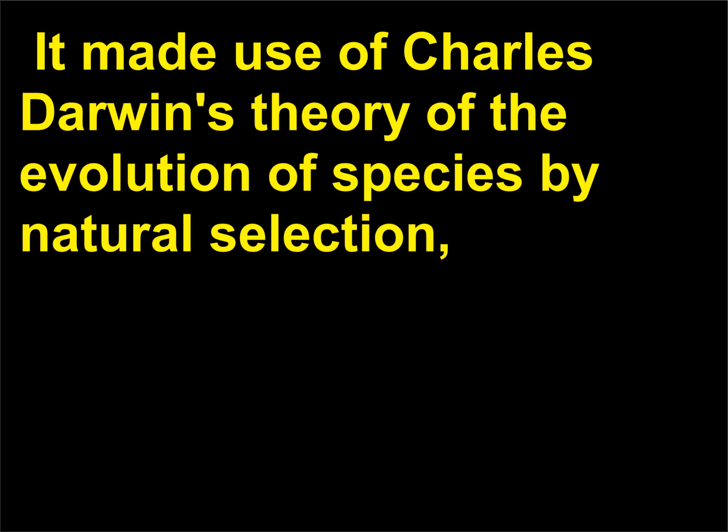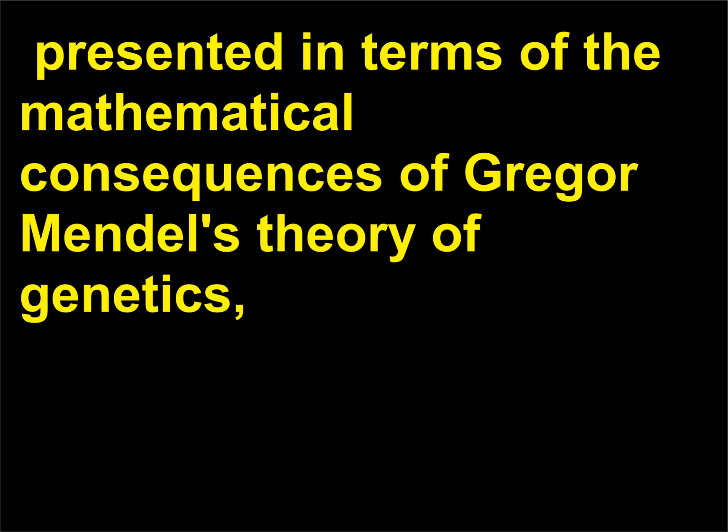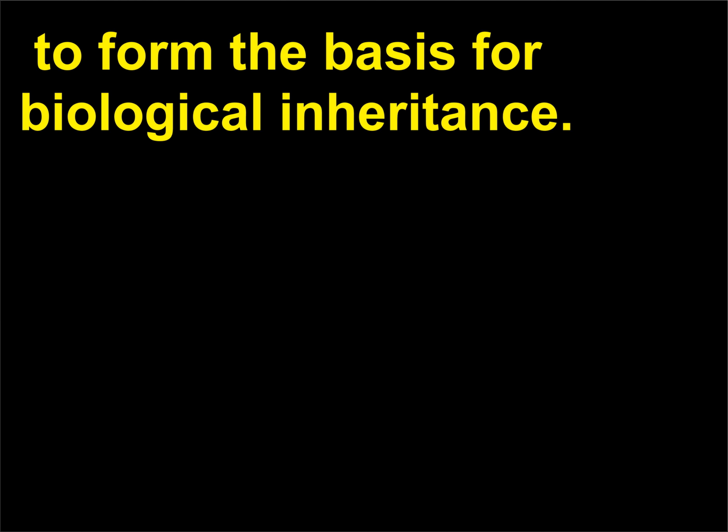It made use of Charles Darwin's theory of the evolution of species by natural selection, presented in terms of the mathematical consequences of Gregor Mendel's theory of genetics, to form the basis for biological inheritance.